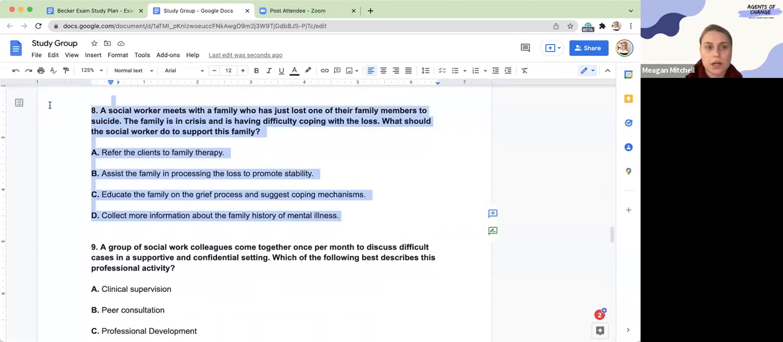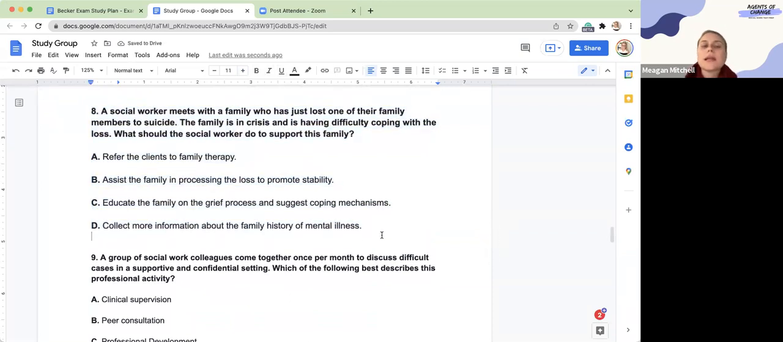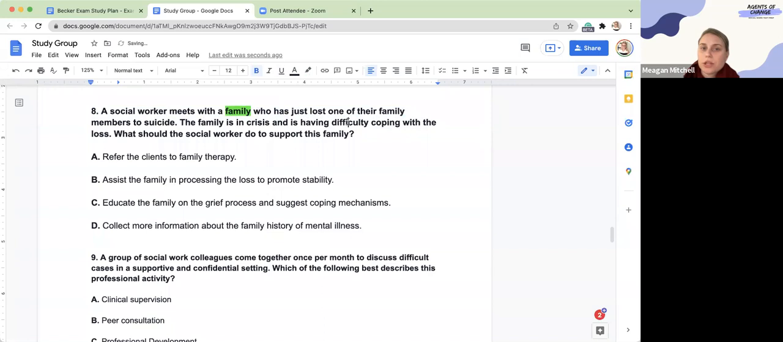Okay, number 8. We are almost to the end of our questions here. We've got 8, 9, and 10. Number 8: a social worker meets with a family who just lost one of their family members to suicide. The family is in crisis and is having difficulty coping with the loss. What should the social worker do to support this family? Very straightforward. What's going on here? We're meeting with a family. The family is our client. They're experiencing a loss. One of their family members died by suicide.